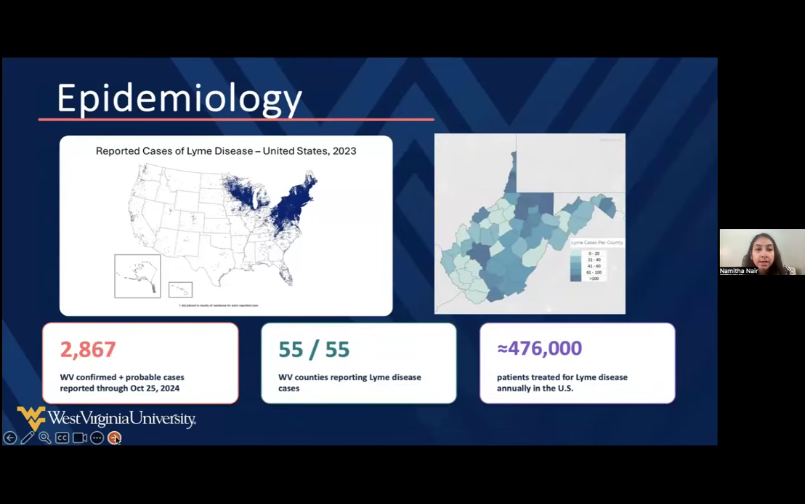Epidemiology, as you can see, is based on the distribution in the US, and this is updated as of 2023. You can see it's mostly the northeastern part, with a few scattered dots here and there throughout the country. Specifically for West Virginia, all the counties have reported cases of Lyme disease. So it is pretty common, especially in our state. As of October of 2024, there were around 2,867 cases of Lyme disease, with every county reporting it. And in the US, there have been approximately 476,000 patients who have been treated.